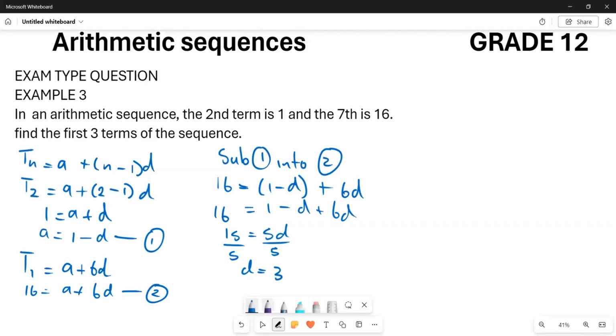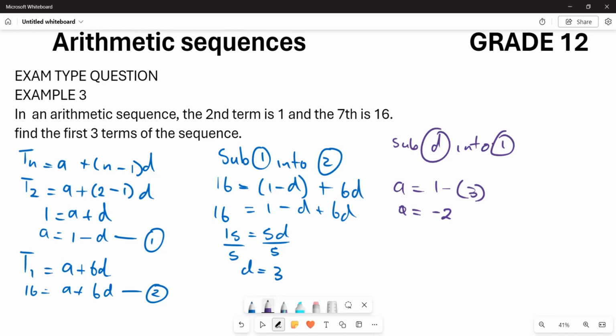Since you found the value of d to be equal to 3, you're going to go back and substitute d into your equation 1. Remember your equation 1 was given by a = 1 subtract d. The value of d is 3, which means the value of a is going to be 1 subtract 3, which is negative 2. Isn't it so?